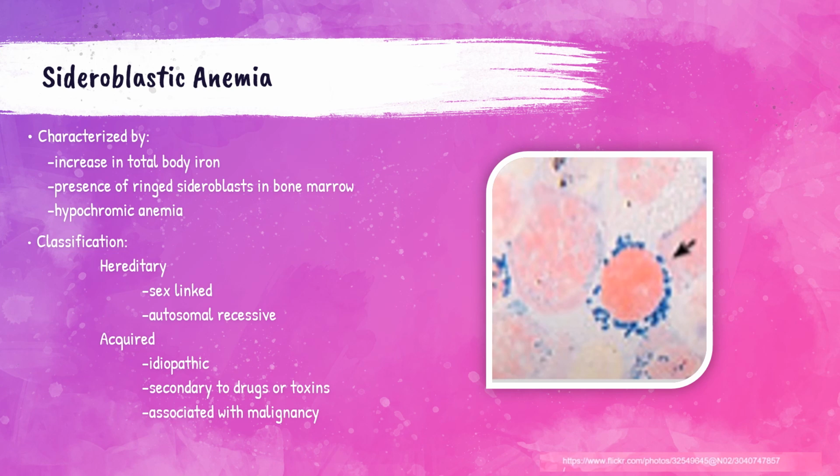Hereditary is, of course, genetic. It's inherited in a recessive sex-linked manner. I'll discuss this more on the next slide. The acquired classification means that there is no genetic component to it. The patients just acquired it at some point in their lives. There can be idiopathic reasons, which means it arises spontaneously with no known cause. It can be secondary to certain drugs or toxins, or it can be associated with cancer. So let's talk about these classifications.